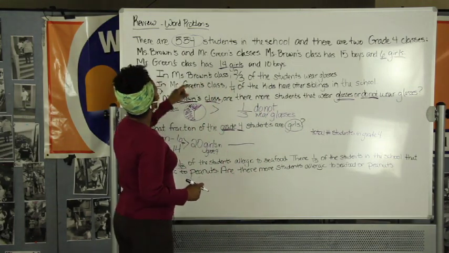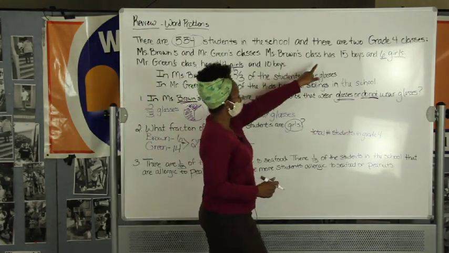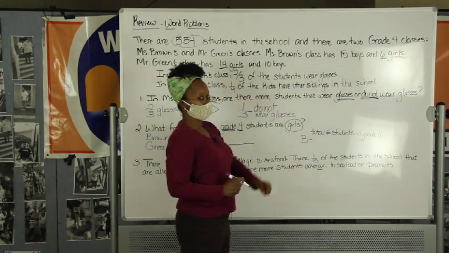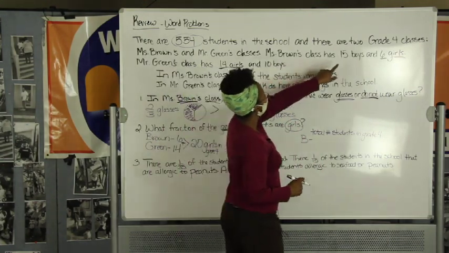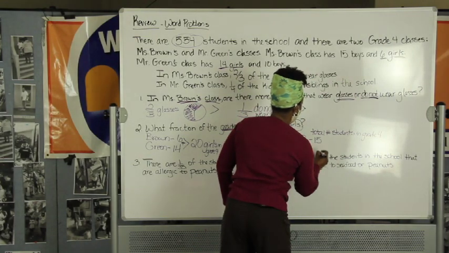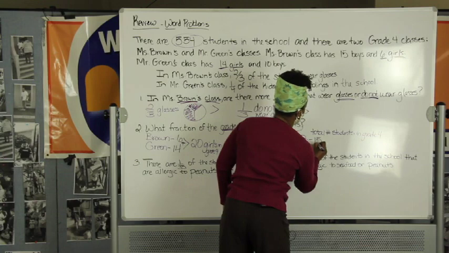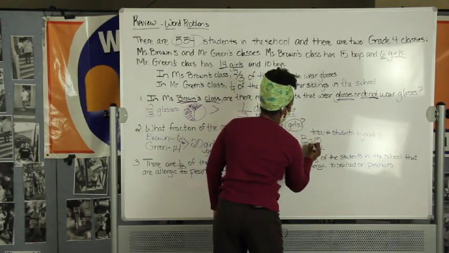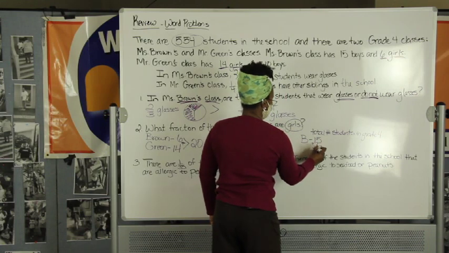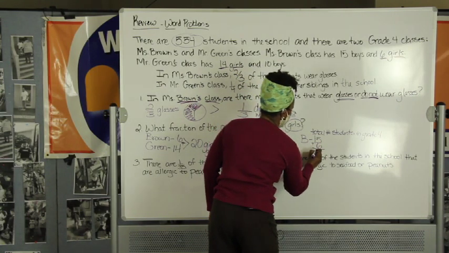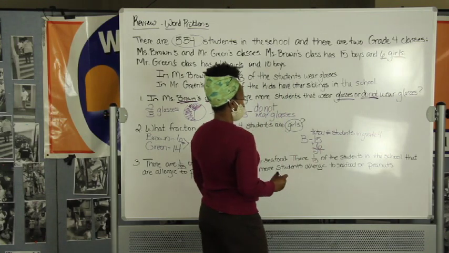So in Miss Brown's class, I'm just going to put a B for Brown. We have 15 boys and 6 girls. Let's go ahead and add that up. 5 plus 6 is 11. Put the 1 down there and add the 1 up top. That's 21 students.